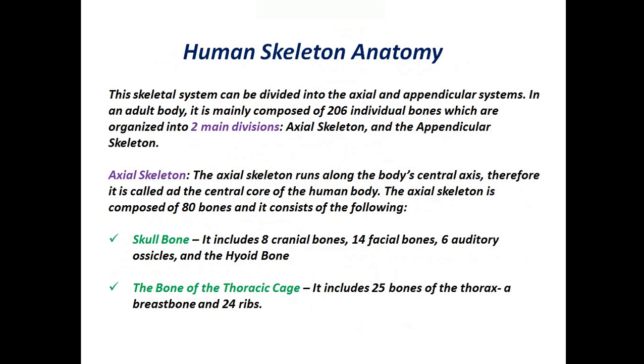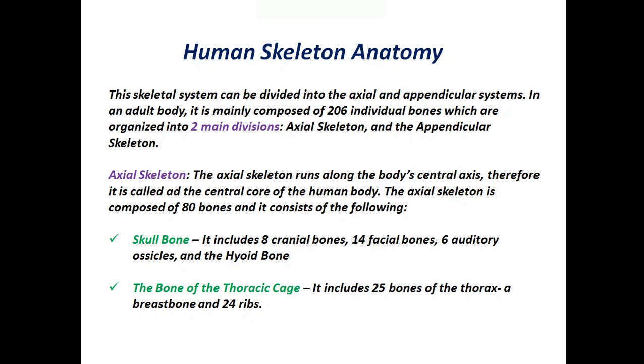This skeletal system can be divided into the axial and appendicular systems. In an adult body, it is mainly composed of 206 individual bones, which are organized into two main divisions: axial skeleton and the appendicular skeleton. First of all, let's look at the axial skeleton. The axial skeleton runs along the body's central axis. Therefore it is called the central core of the human body.